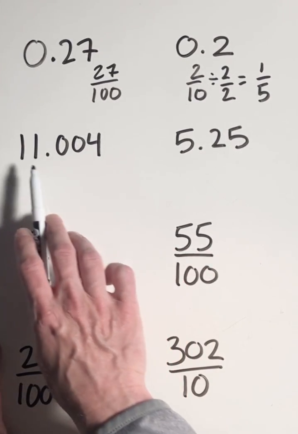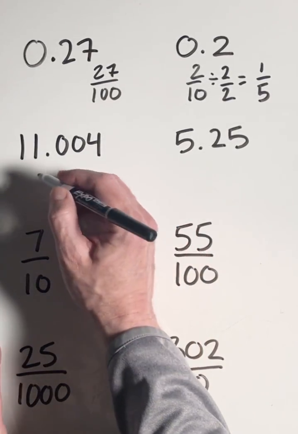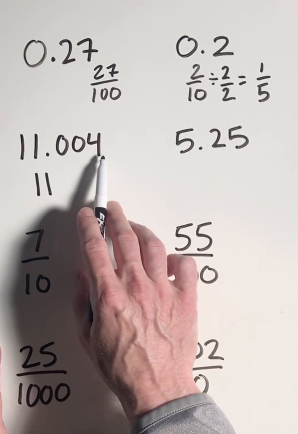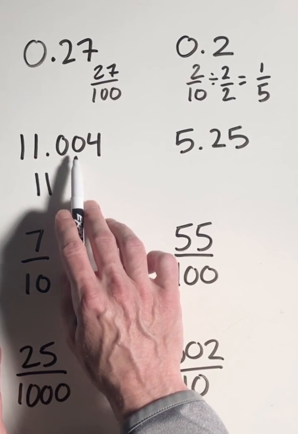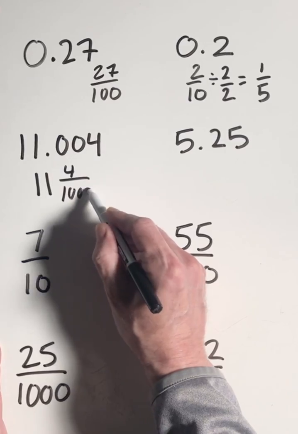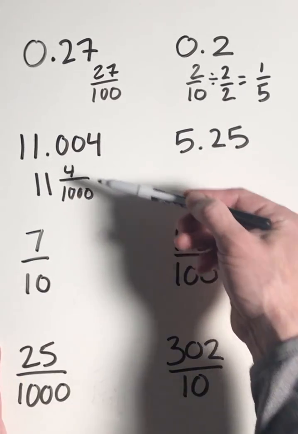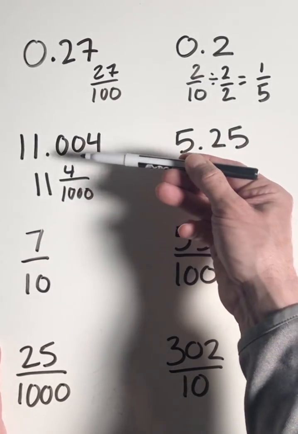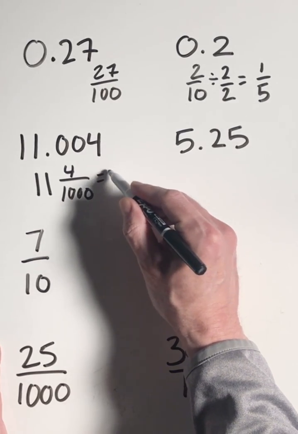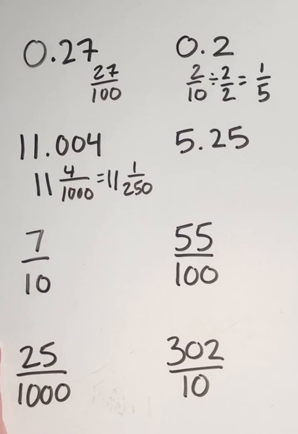Here, we now have a number that is greater than 1. We have 11, so that's going to remain. And we have 4 in the tenths, hundredths, thousandths place, so this is going to be 4 thousandths. We need to, again, look at any fraction we write and see if it has a common factor. 4 goes into 1,000 250 times, so we would write this as 11 and 1/250th.